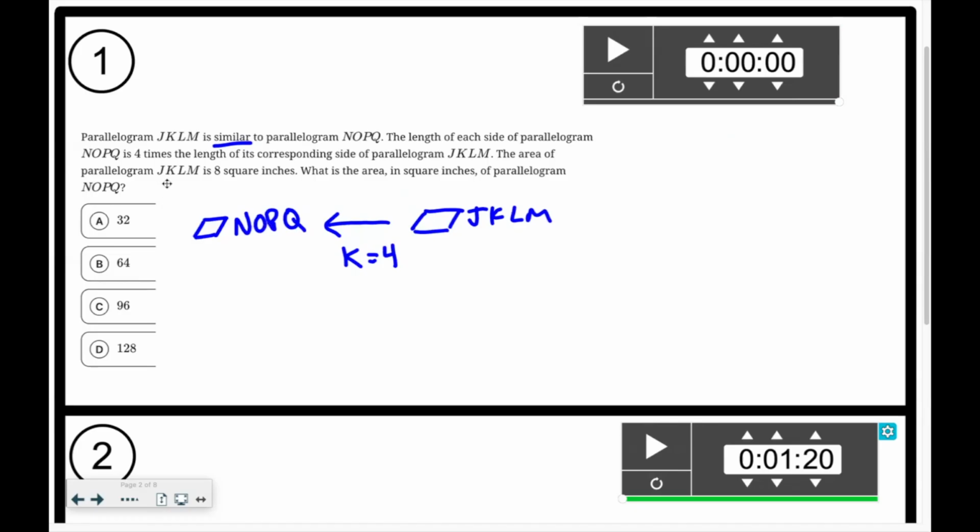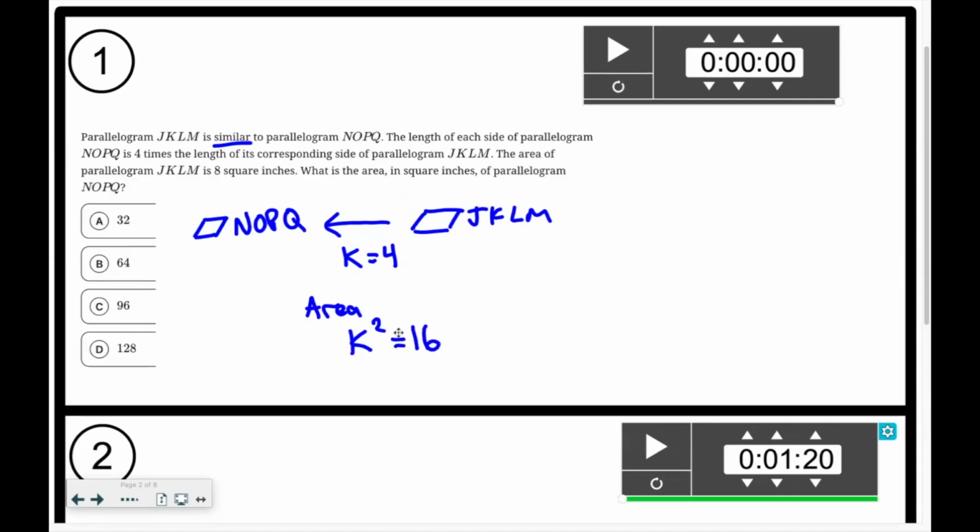And anytime they're talking about area, since it's two-dimensional, it's going to get multiplied by k squared. So that's the concept tonight: area gets multiplied by the scale factor squared, and volume gets multiplied by the scale factor cubed. We'll get to that in a little bit. So the scale factor squared is 16.